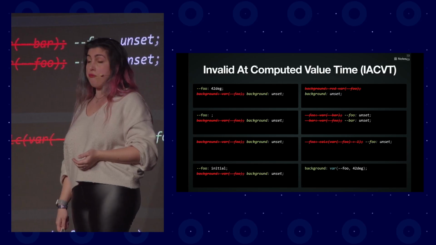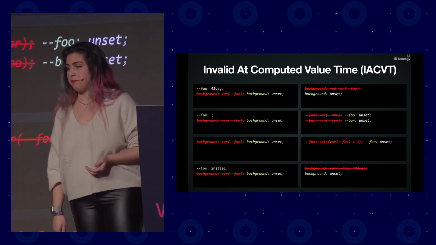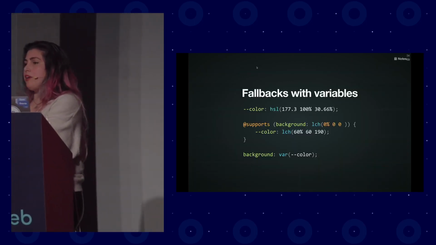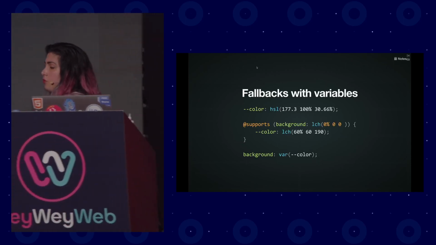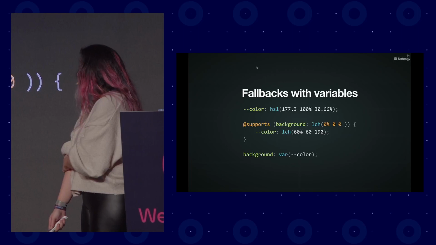And lastly, a fallback value can also make a property invalid at computed value time. So then how can we do fallbacks when variables are involved? We just have to use the @supports rule. It's clumsy, it's longer, but it is what it is.